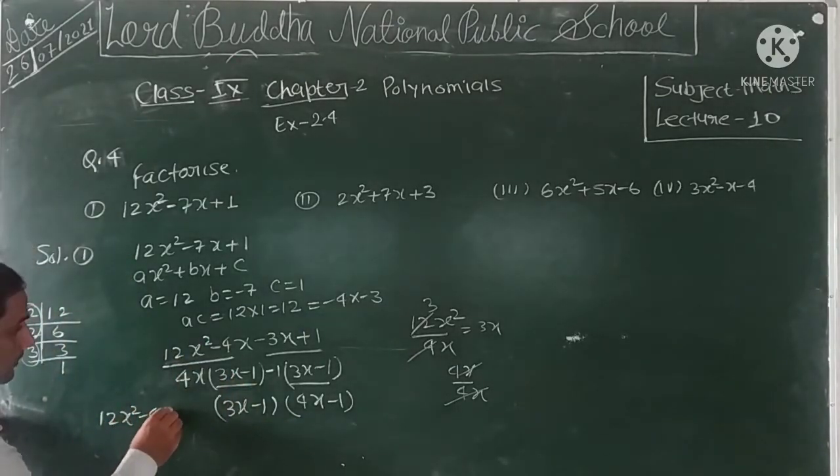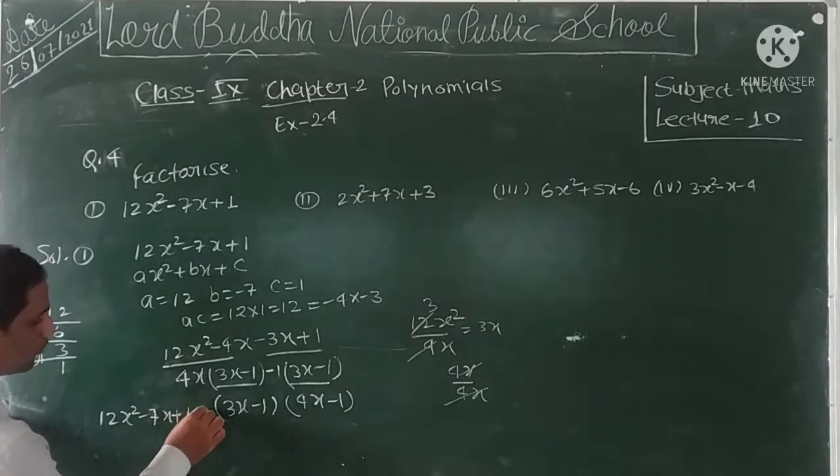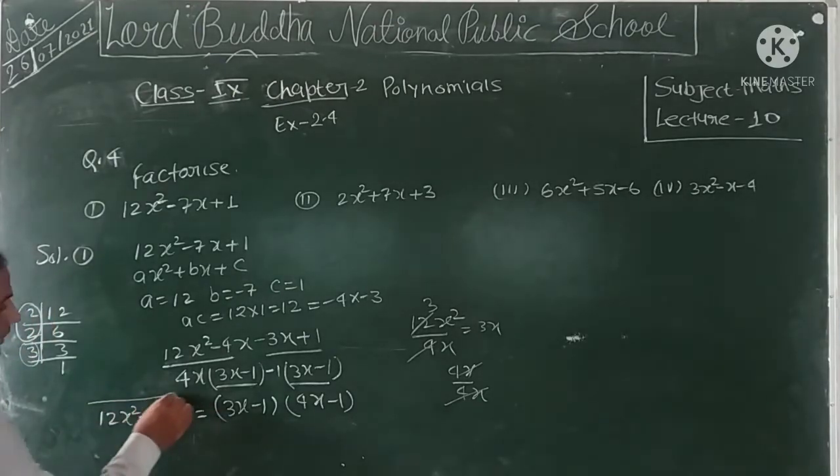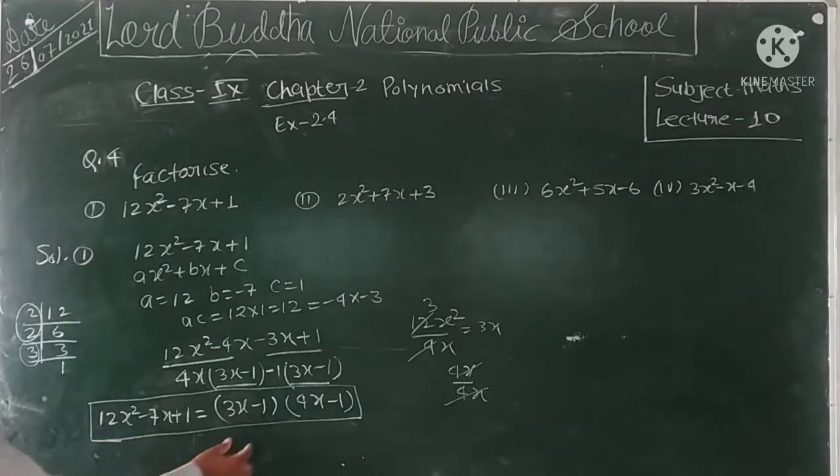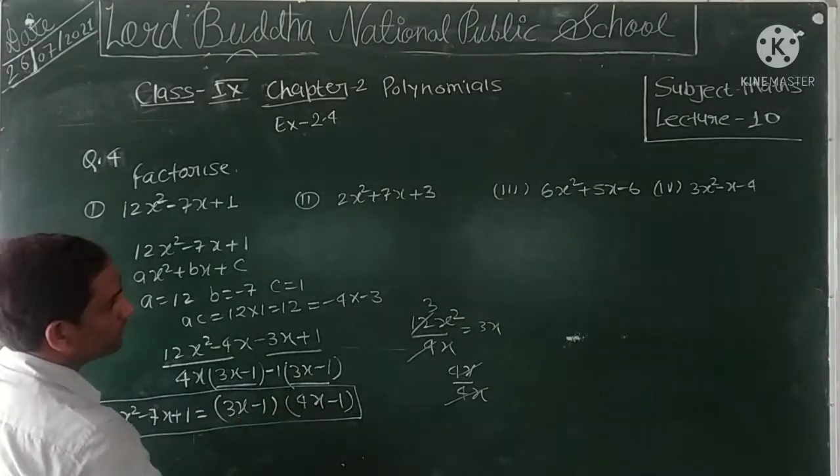12x square minus 4x. Sorry, 12x square minus 7x plus 1. Okay? We factorize this polynomial and the factors are 3x minus 1 and 4x minus 1.